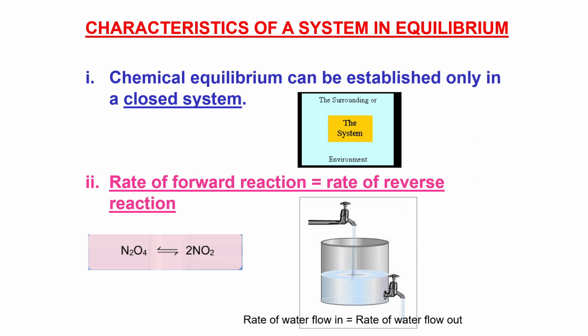While untuk rate of forward reaction equal to rate of reverse reaction, contohnya kita boleh gunakan di sini N2O4 produce NO2. Ataupun kita boleh tengok di sini rate of water flow in the tank is equal to rate of water flow out. Jadi kita boleh tengok, kalau air yang masuk sama dengan air yang keluar, maksudnya takat air di sini tidak berubah.